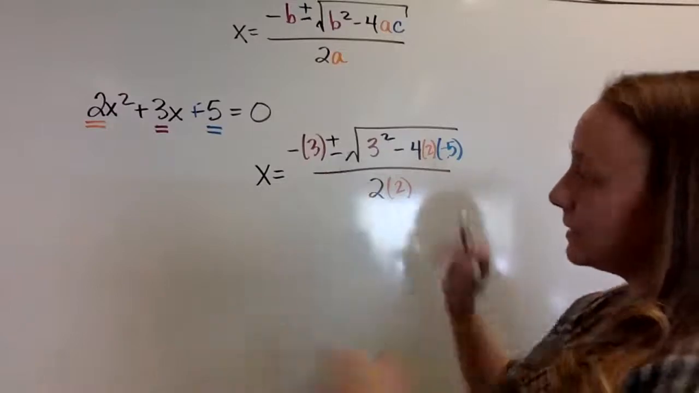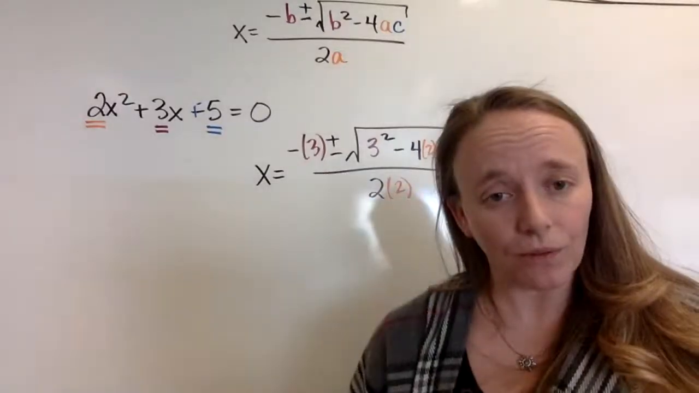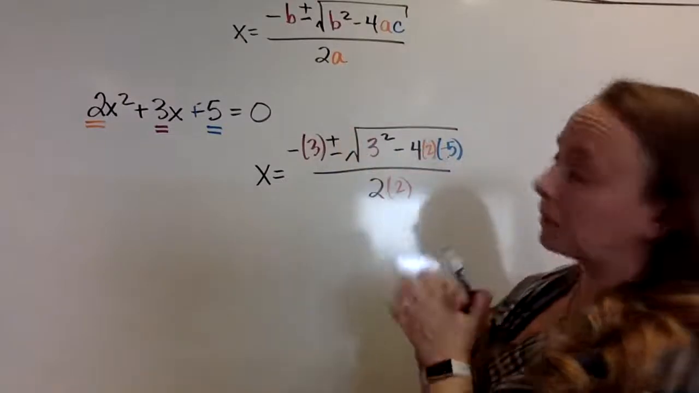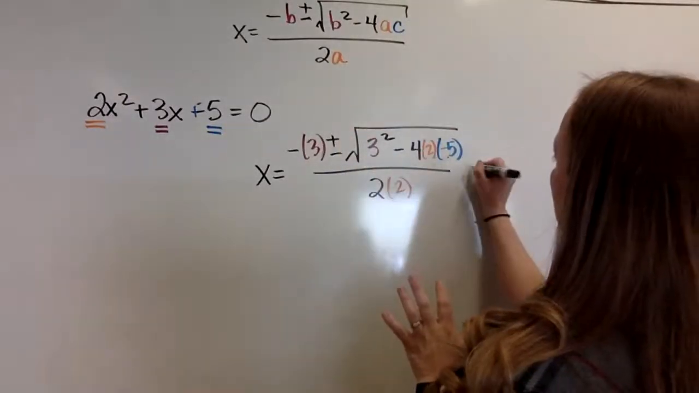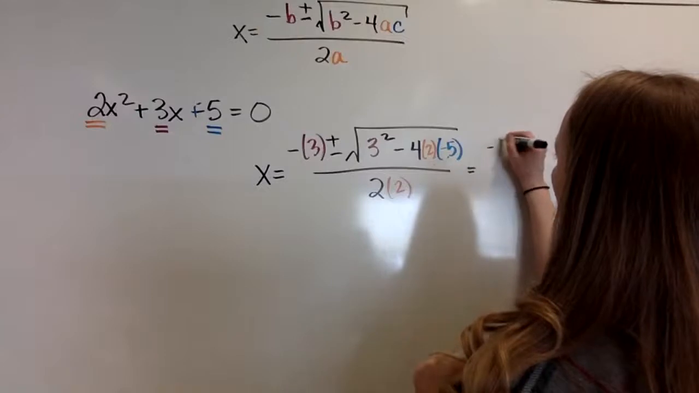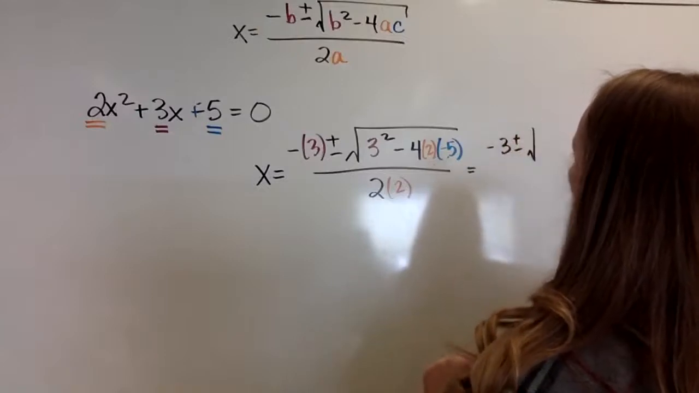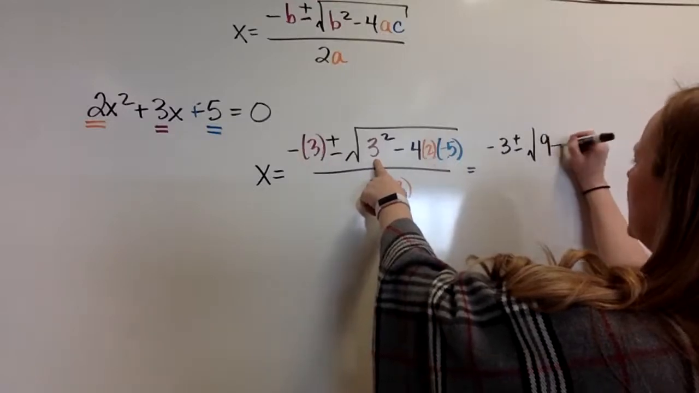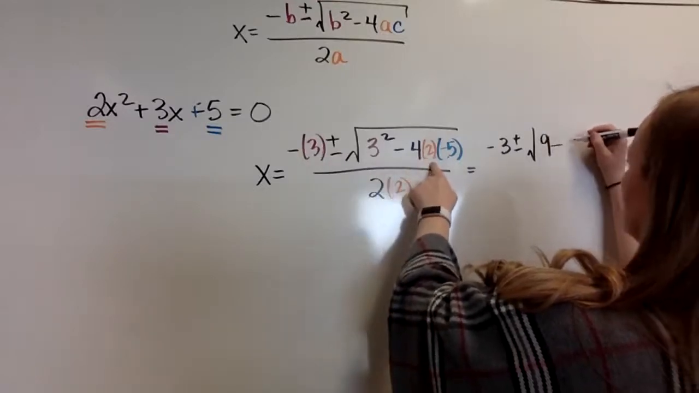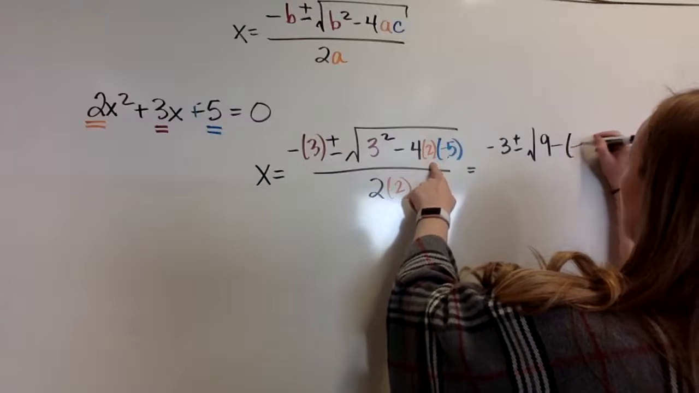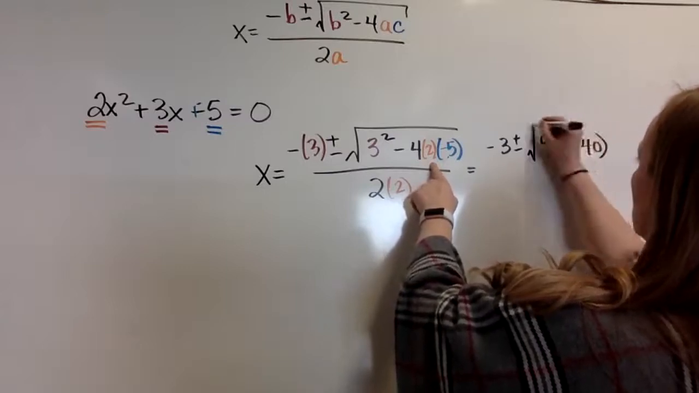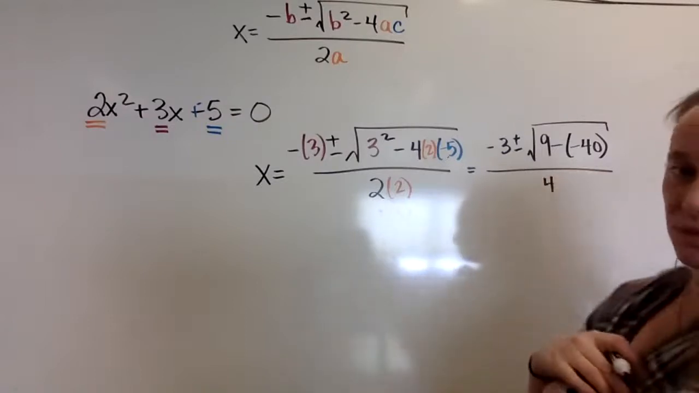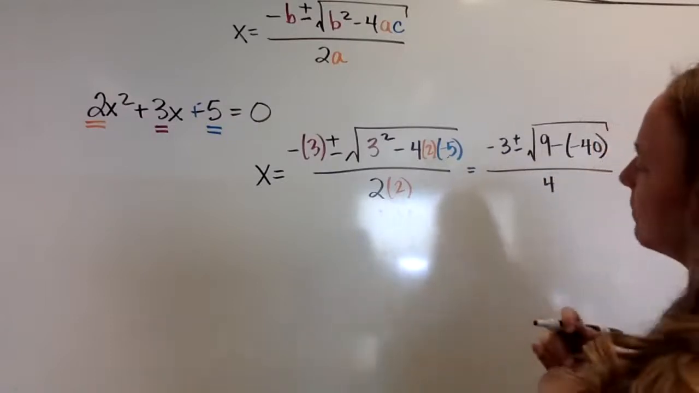All right, so now I need to simplify this. Don't forget order of operations matters. That means I'm going to start with my square root symbol right off the bat. I still have negative 3 plus or minus the square root. Simplify this: 3 squared is 9, minus 4 times 2 is 8, times a negative 5 is negative 40. Take the square root of that. And 2 times 2 is 4.